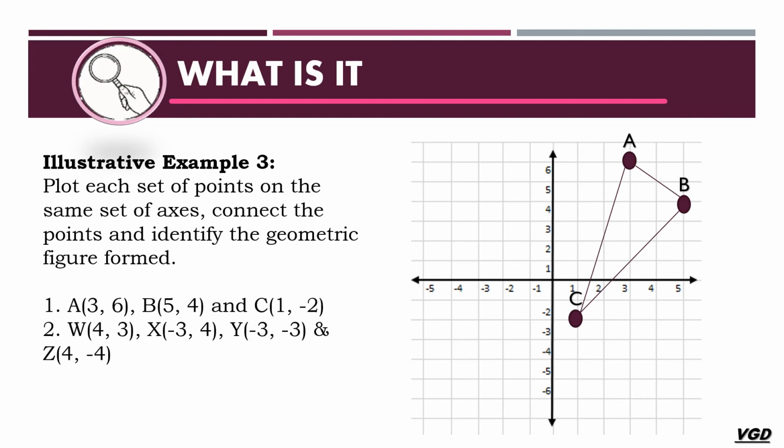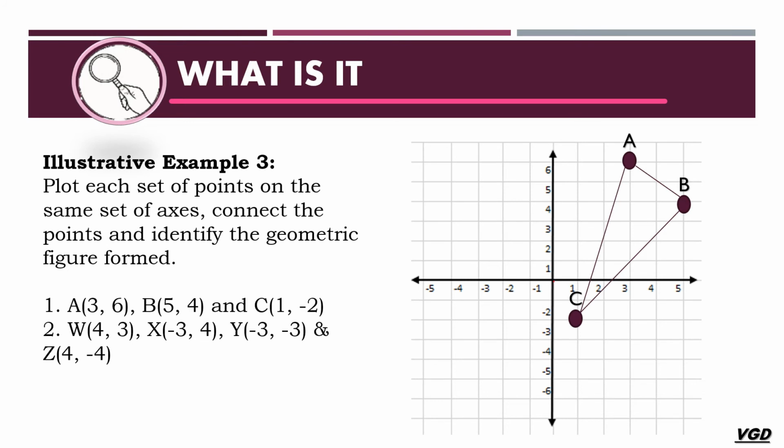For number 2, we have to plot the points W, X, Y, and Z. So let's start with point W. We do the same as what we did in number 1. For point W with the coordinates positive 4 and 3, we need to locate it by plotting. So we have positive 4, so we need to move positive 4 from the origin.